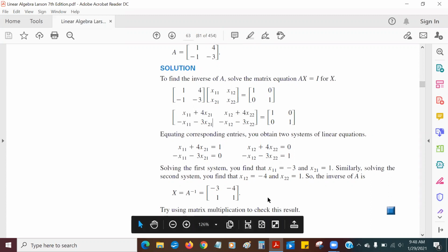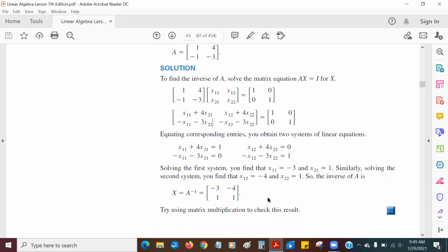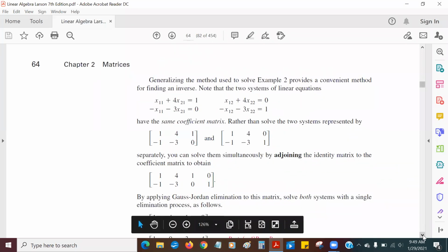And what I want you to do now is to use multiplication to multiply A times our supposed A inverse and see if you get the identity, and do it in both directions. Do A times A inverse and also A inverse times A. Okay, now for us to move on, I'm going to go through this.